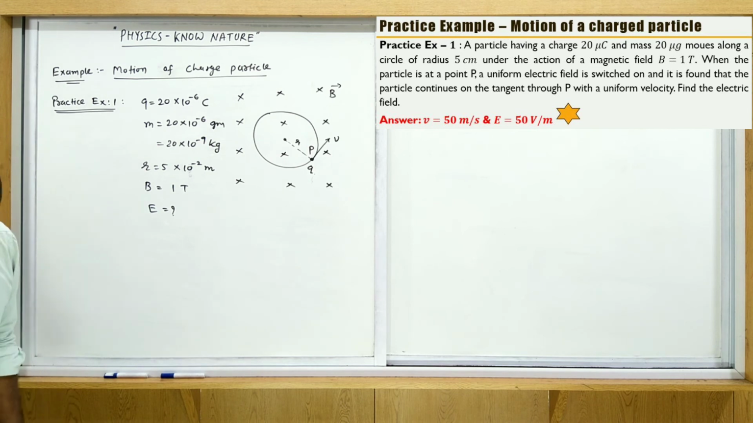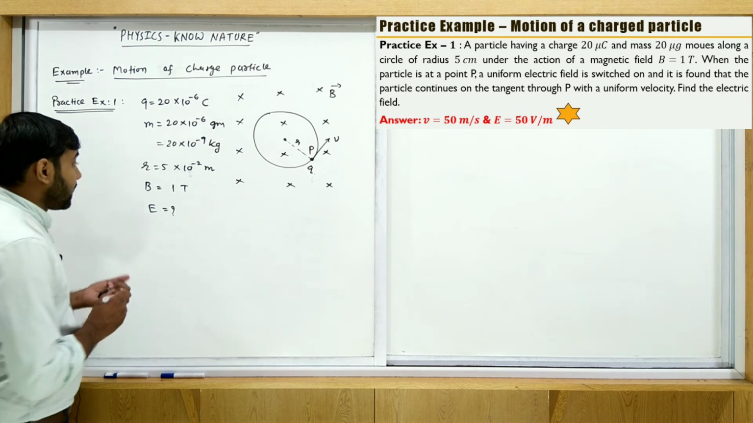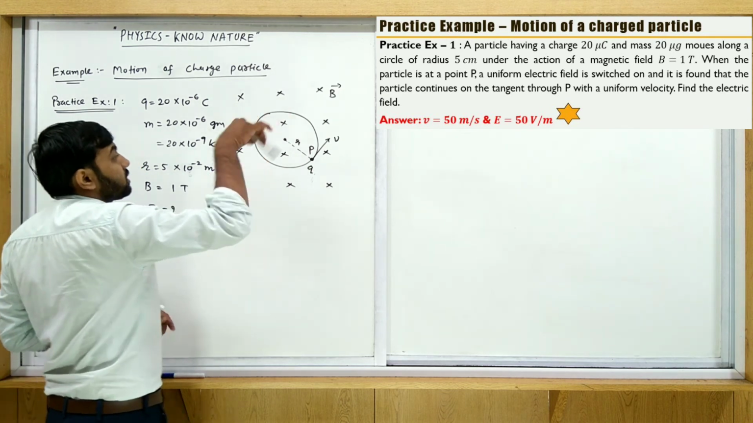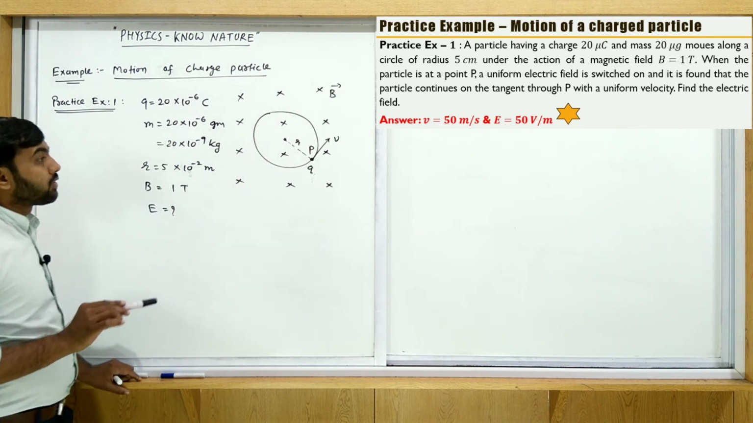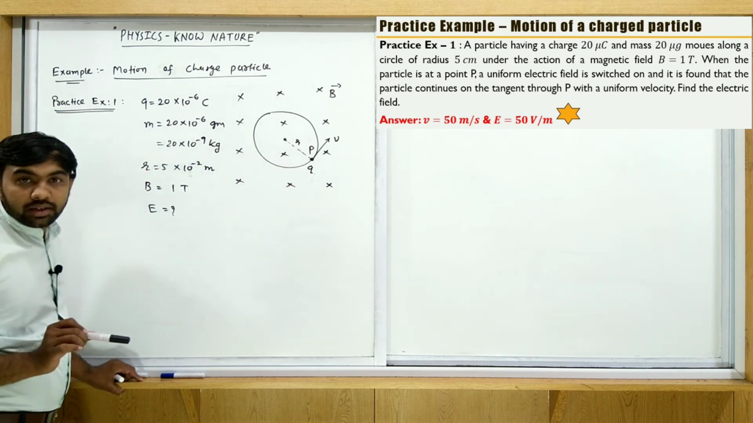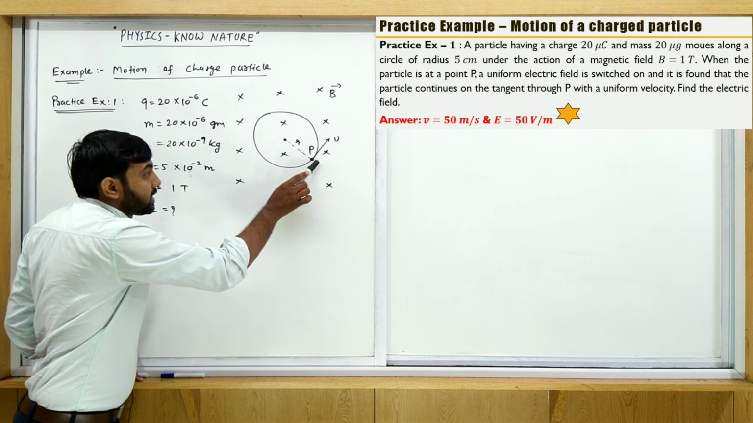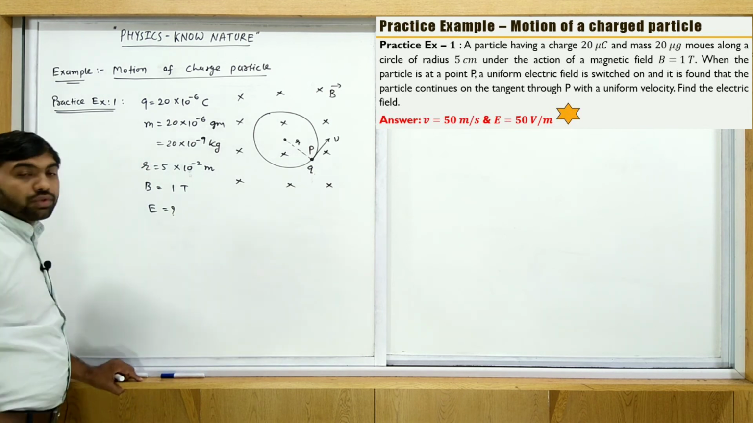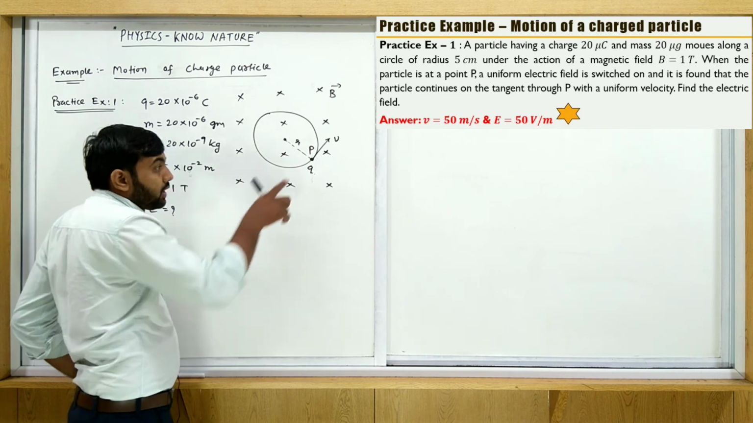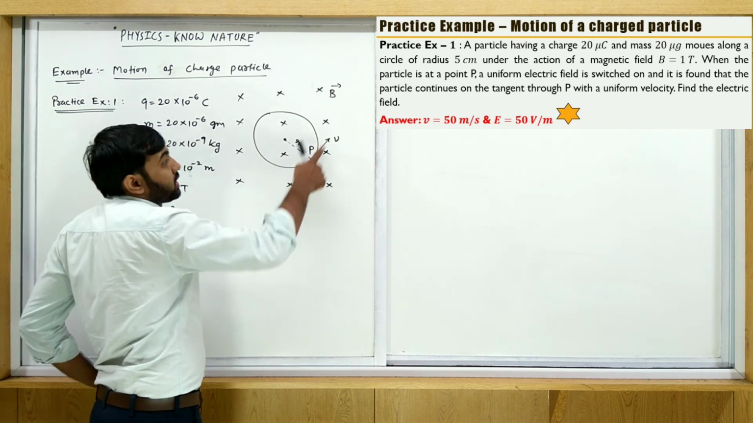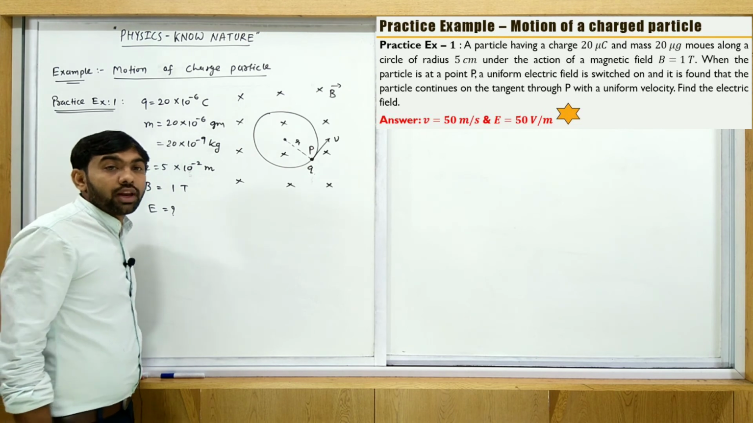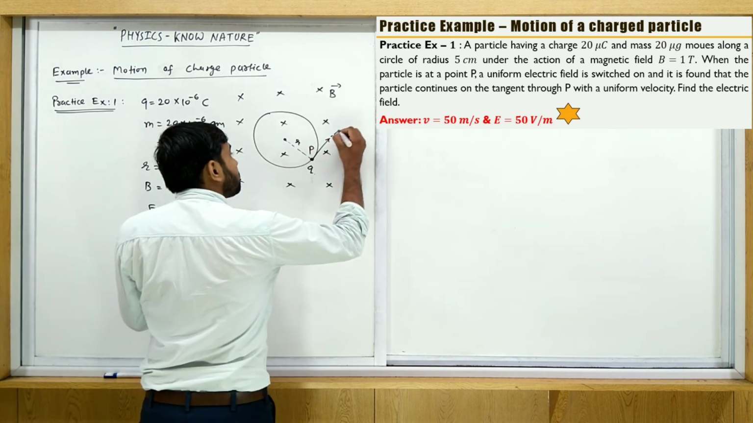Means what actually? Initially the electric field is not present here, so the particle is rotating along a circular path of radius r with this given data. When the particle reaches this point P, the electric field is switched on. So due to this electric field, this particle moves along a tangential path with uniform velocity. So the particle is continuing its motion in this direction.